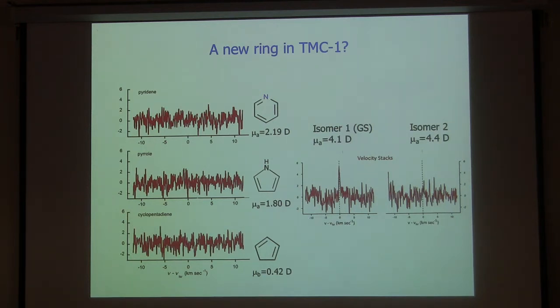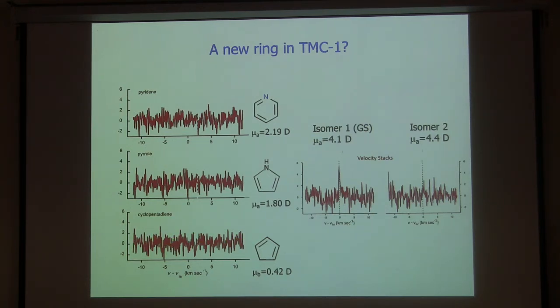We take the present data and where we are in the GOTHAM survey, which is approaching about 50% now, and we can do the spectral stacking. So this is 2 molecules that contain nitrogen in the ring. We stack the data, and there's no hint of them. This is kind of interesting because you see cyanobenzene very well. And this is cyclopentadiene, you don't see it either.